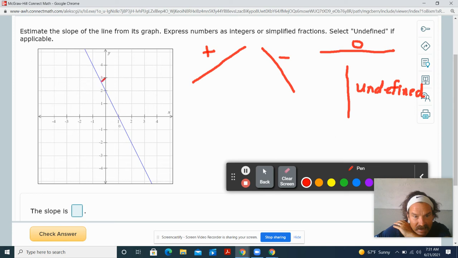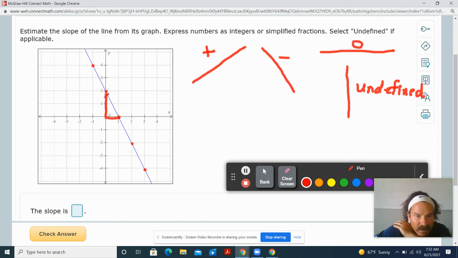To find the slope of a graphed line, we have to identify 2 points on the line that are very clear. I'm going to use the intercepts here, that point there and that point there. I could have used this point here or this point here or this point here. But I'm going to choose 2 points and draw a little triangle. It's called the slope triangle.